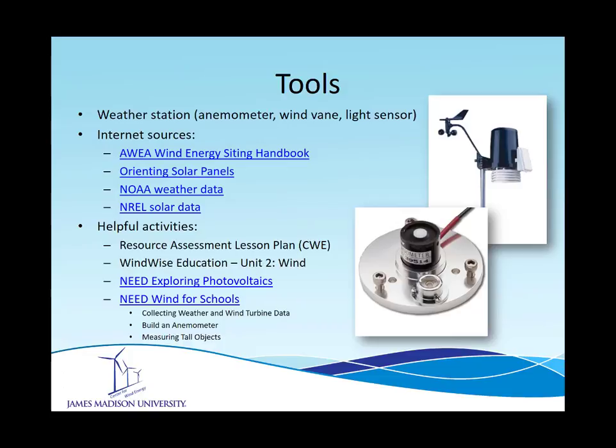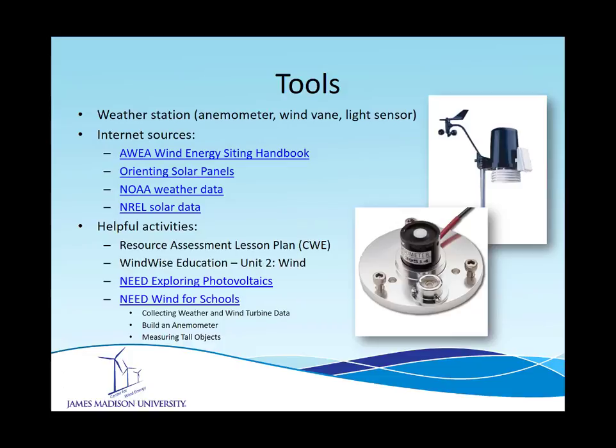And then NOAA, the National Oceanic and Atmospheric Administration, has a weather archive that we mentioned earlier, and here's the link there. And then the National Renewable Energy Lab also has solar data. So we talked about that solar map that showed the solar patterns. You can actually get the physical data from that if you go to this NREL site.